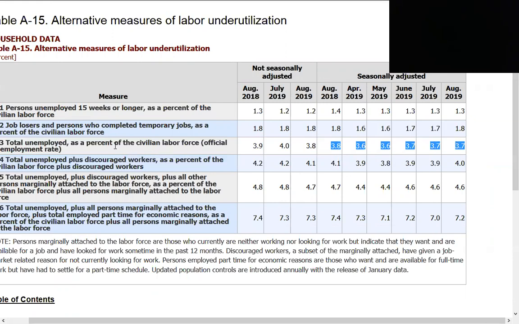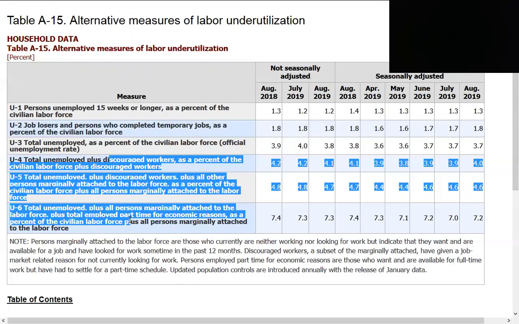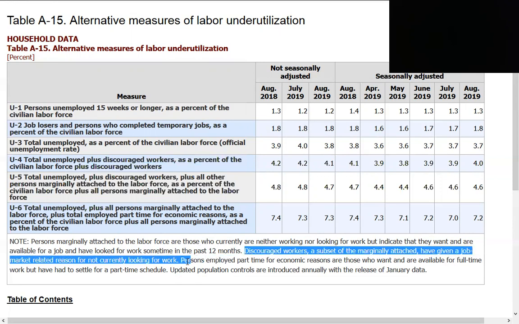But let's look at these other rates of unemployment, because that is not the end all be all rate. There are actually three more rates of unemployment that I believe are more accurate, right? So this U4 is looking at all the unemployed people plus discouraged workers, right? So what is a discouraged worker? Discouraged workers, it's right here. They've given them a job market related reason.